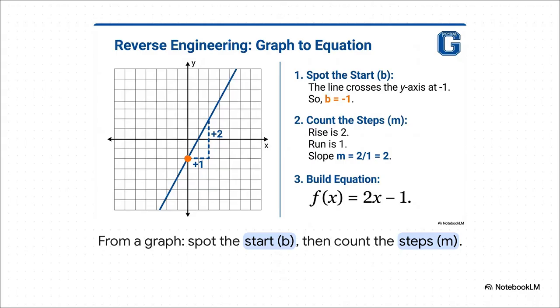It's actually a pretty simple two-step process. First up, you gotta spot the start. Where does that line cross the vertical y-axis? Right here, it's at -1. Boom, that's your B. Done.